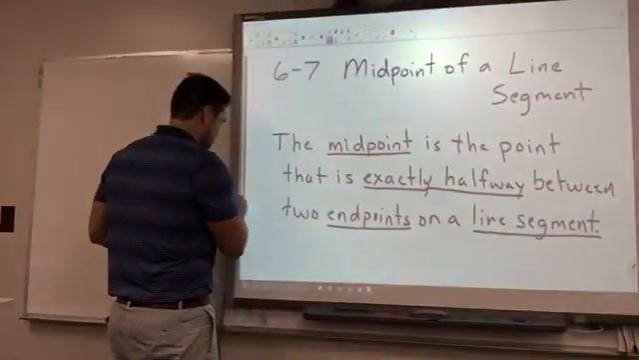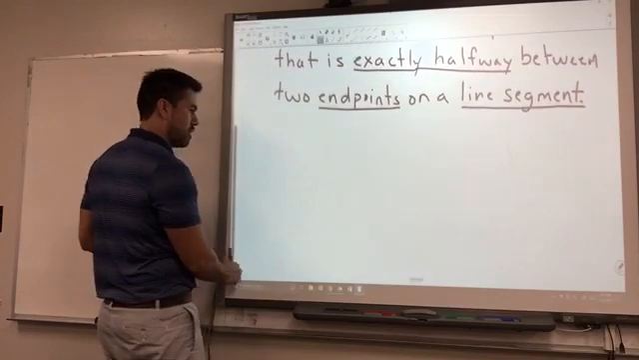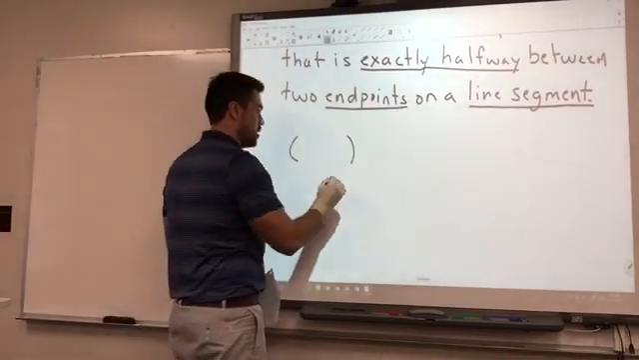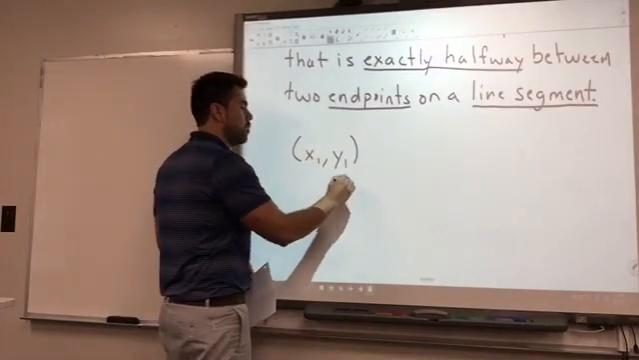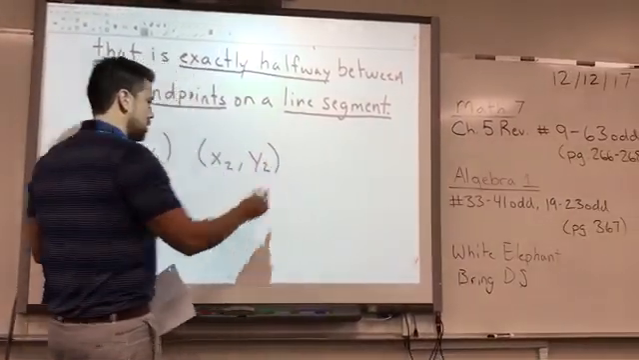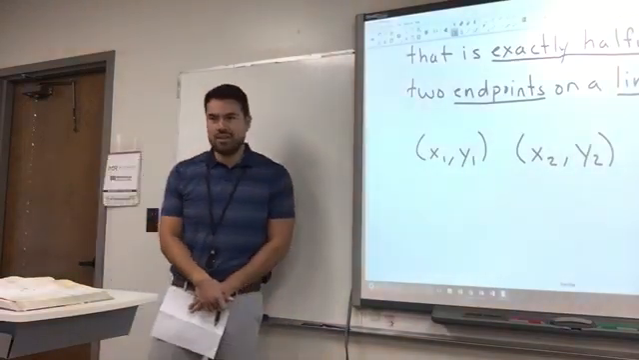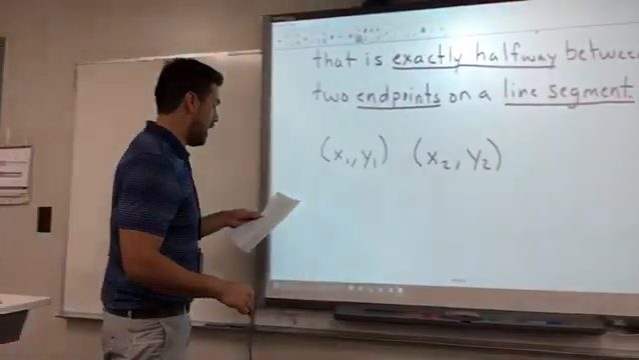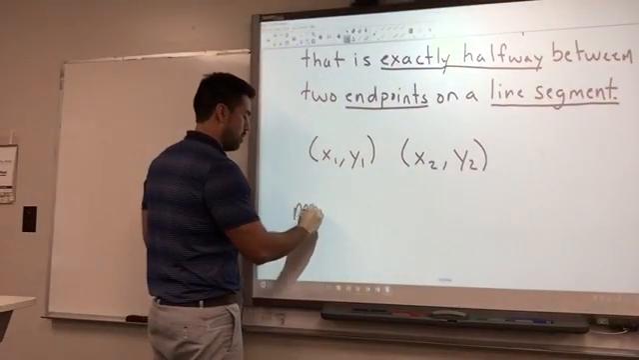In order to find the midpoint, we're going to use a little formula here. They're going to give you two points in this format: x sub 1, y sub 1, and x sub 2, y sub 2. So they're going to give you two endpoints. That's the beginning and the end of a segment.